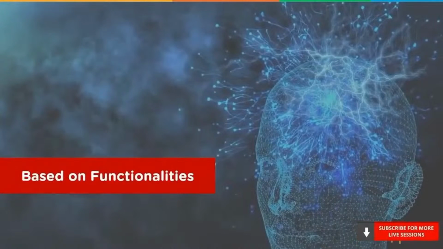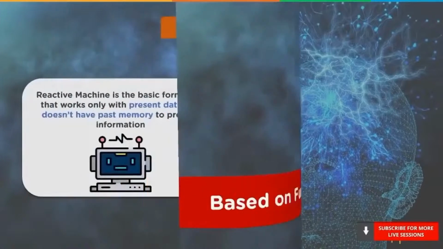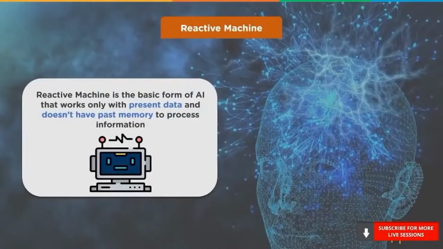Moving ahead, now we will see the different types of artificial intelligence based on functionalities. In this category, first we have reactive machine. A reactive machine is the basic form of AI that does not store memories or use past experiences to determine future actions. It works only with present data. They simply perceive the world and react to it. Reactive machines are given certain tasks and don't have capabilities beyond those duties.